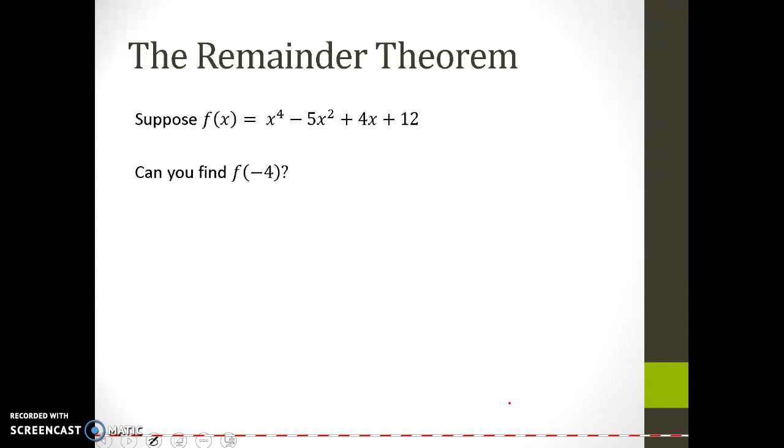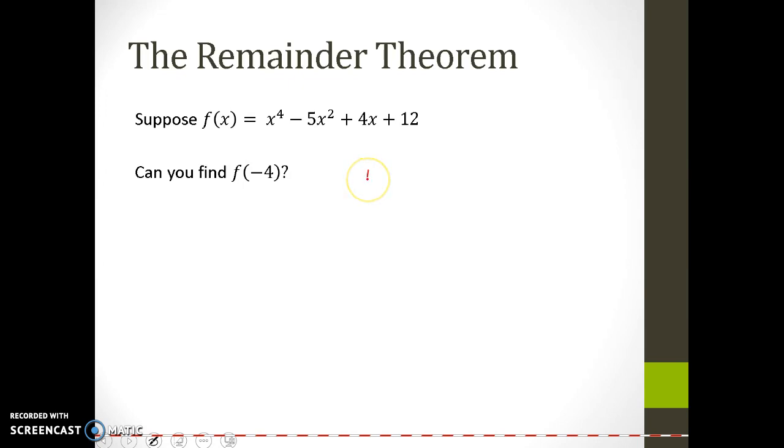Here we have f of x equals x to the fourth minus 5x squared plus 4x plus 12. What I would want you to do is find f of negative 4. So you can plug in negative 4: negative 4 to the fourth minus 5 times negative 4 squared plus 4 times negative 4 plus 12. There is a shorter way to do this though. We could use synthetic division.